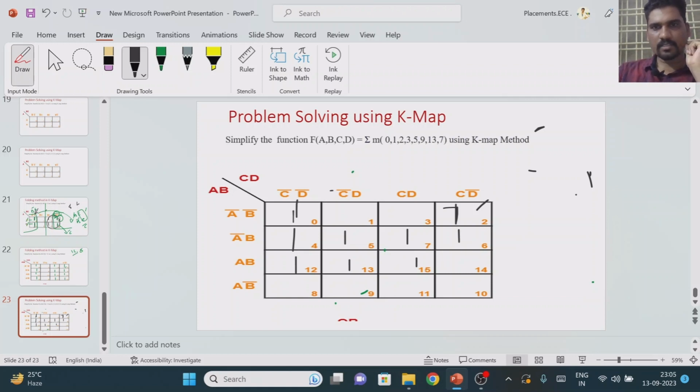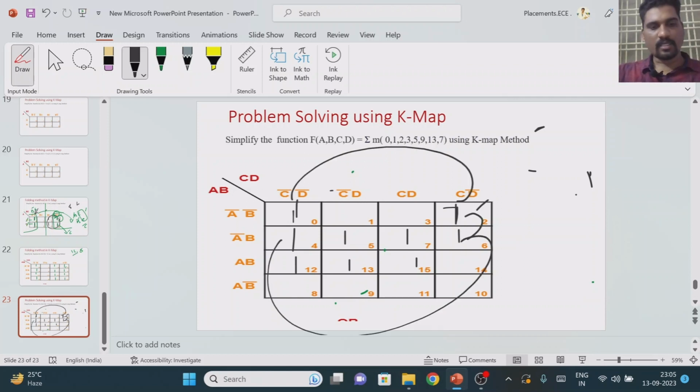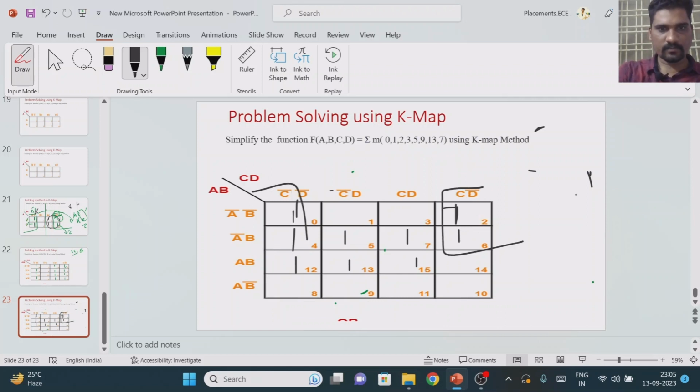Is there any 16 possibility? No way, right? Is there any 8 possibility? No way, right? Is there any 4 possibility? Try to think, guys. Is there any 4 possibility? Yes. What is that 4 possibility for this cell? This is the adjacent of this one. This is the adjacent of this one. Again, this is the adjacent of this one, right? So the answer will look like this. This is one group.